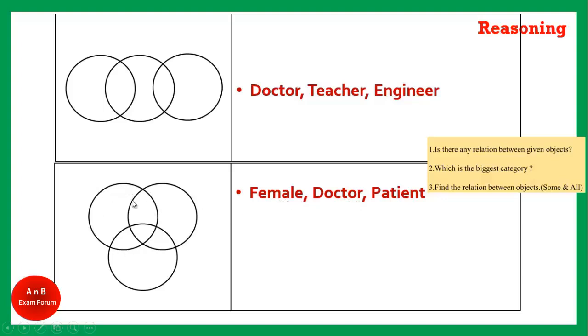So if I draw these two circles which represent female and doctor, okay, so this represents female doctors. Again, patient can be male and female, and patient can be doctor or some other profession. So this represents patient. This is also a very interesting one. Okay, I hope you are getting my point.